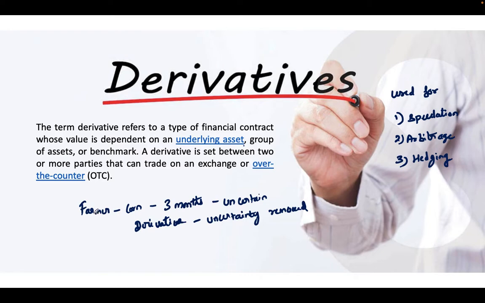Here, the example of the farmer can be taken. For example, if he feels that after 3 months the corn price is going to fall, then he will get into a contract with a person today to sell at the price at which it is sold today. That is called hedging. So these are the three uses of derivatives. The first one is speculation, the second one is arbitrage, and the third one is hedging.